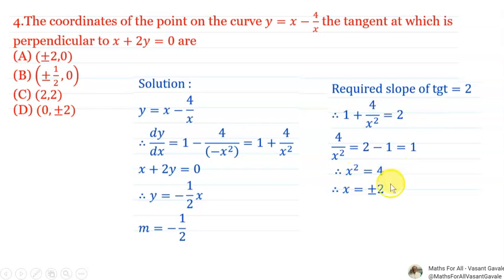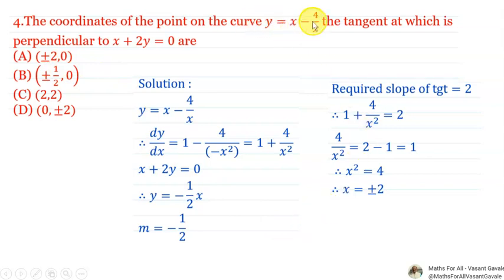Okay. पुन्हा हे simplify करणार. Then you will get here x is equal to plus or minus 2. म्हणजे plus or minus 2 ऑप्शन कुठे तर a हा आपल्याला इथे ऑप्शन मिळतो. And hence you will get here the point is plus or minus 2 comma 0.